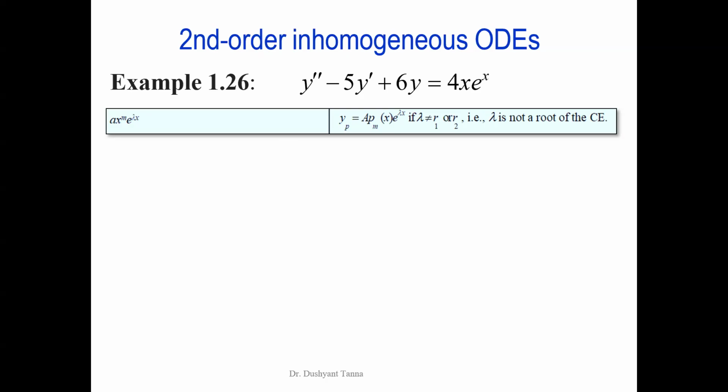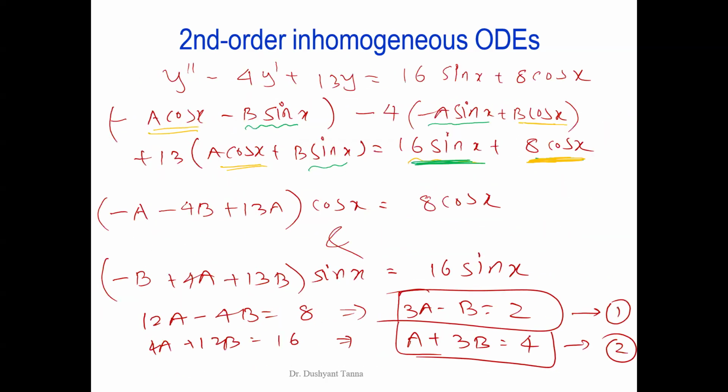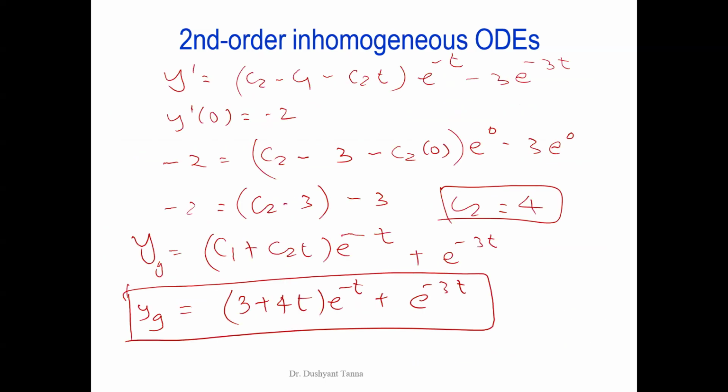Let's look at our final question where we have y double dash minus 5y dash plus 6y is equal to 4x e power x, a combination of polynomial and exponential. I'll quickly go to the table and explain something here before I start with the example.